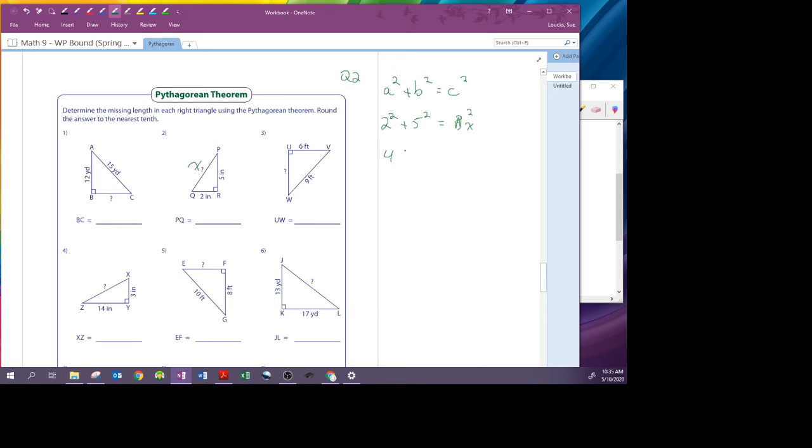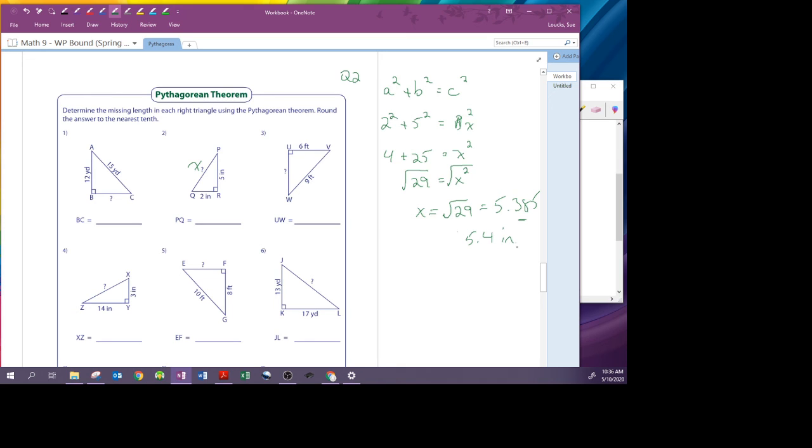So 2 squared is 4, 5 squared is 25, that equals x squared, so 29 equals x squared. Then you take the square root of 29 and the square root of x. So x equals the square root of 29, and you can leave it like that, or, since it does say to round it to the nearest tenth, you're going to take your calculator and get the square root of 29, which is 5.385, which you're going to round to 5.4. Okay, remember what we learned about rounding. And then we need our units, which is inches.